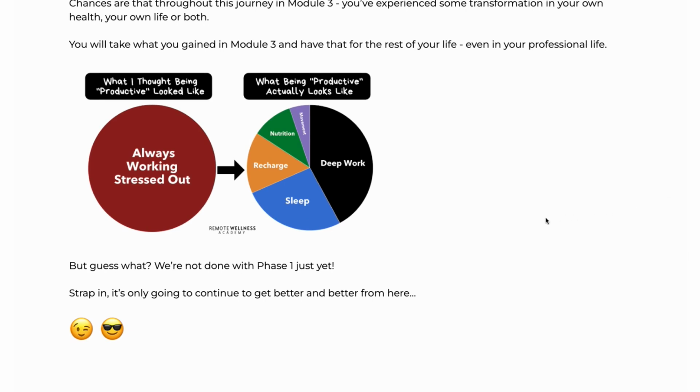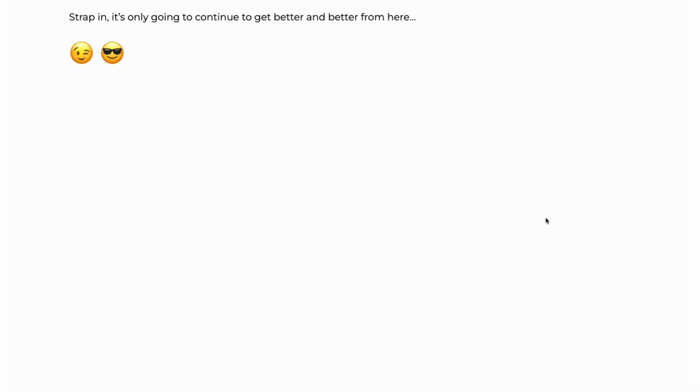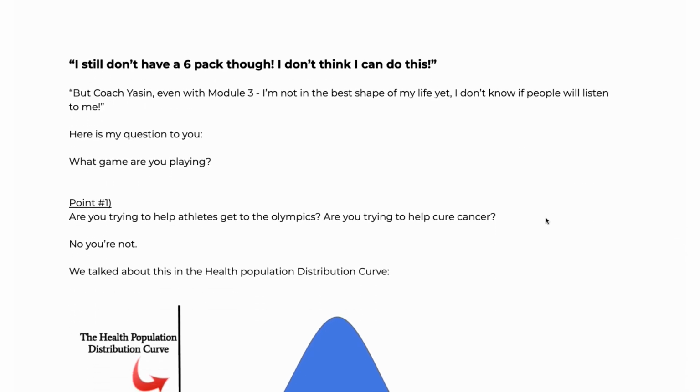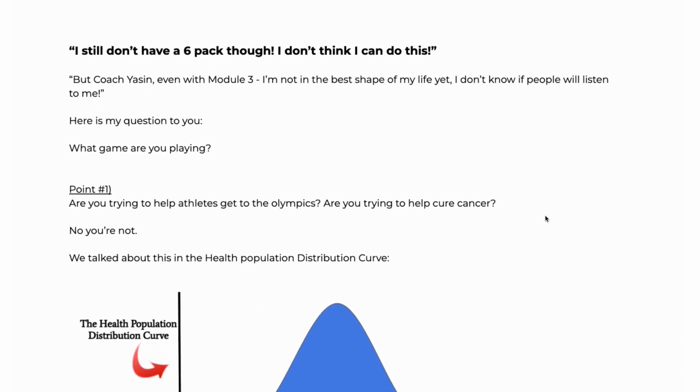Now, here's the thing though. After hearing all of that, some students might say, hey, Coach Yassine, I still don't have a 6-pack yet, right? I don't think I can do this. Coach Yassine, even with Module 3, I'm not in the best shape of my life, and I don't know if people are going to listen to me. And so here's my question to you. Do you know what game you are playing? Okay. Because there are a couple points that you need to keep in mind here.